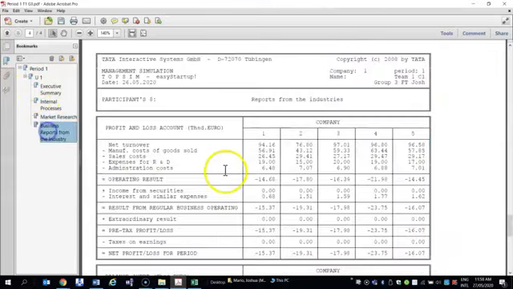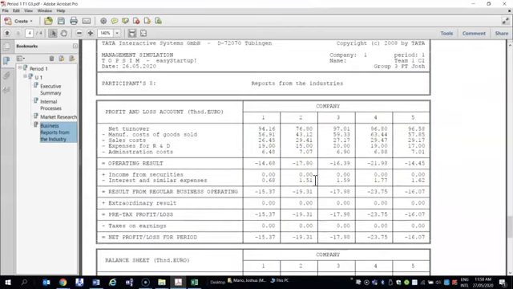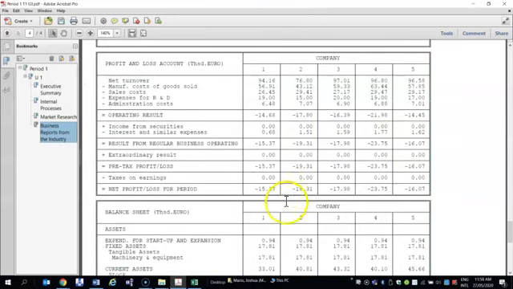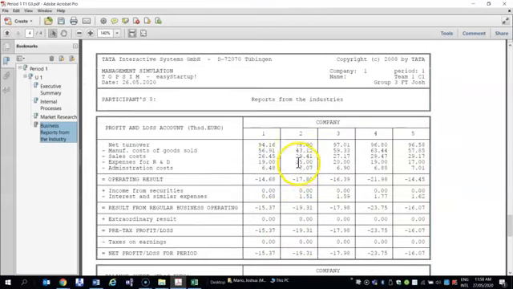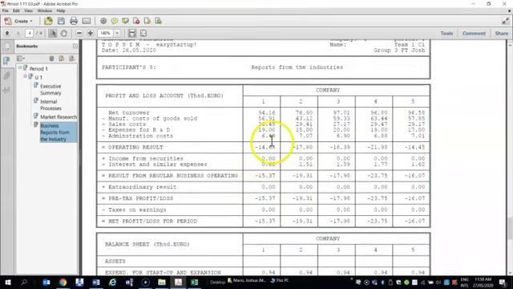Page 4, we now move to your profit, your business reports for the industry. Now this one is a bit tricky. I want you to really listen very, very carefully. This page here is critical.